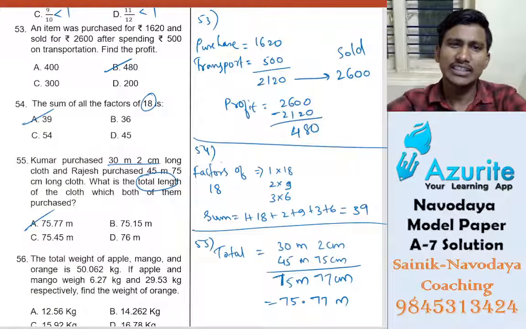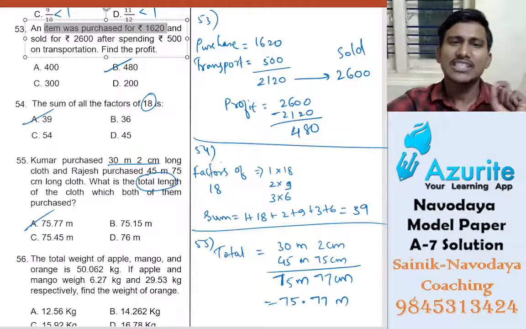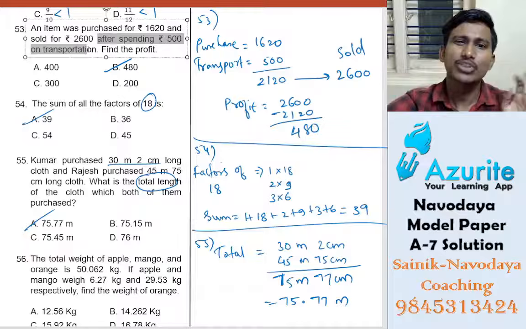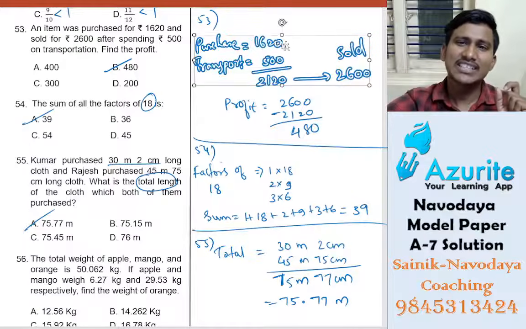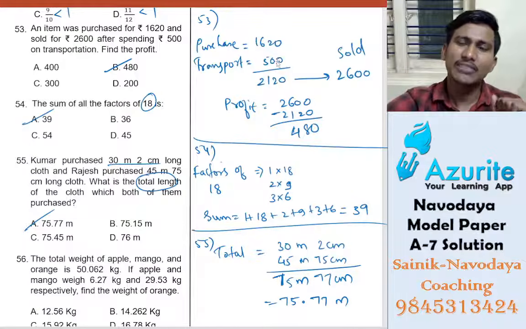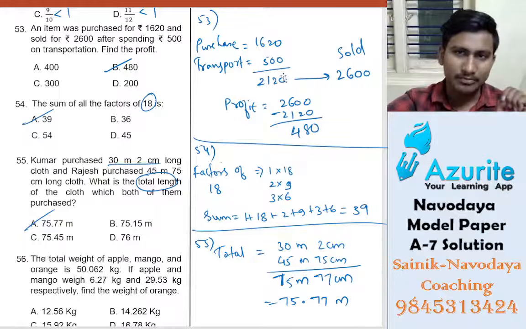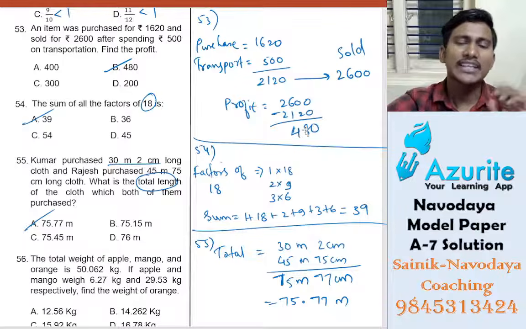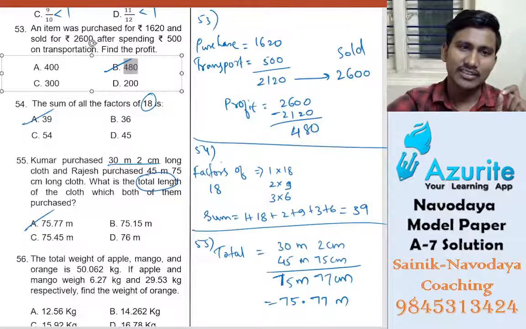So see here, 53rd question students. What is the question here? An item was purchased for 1620 and sold at 2600 after spending 500 on transportation. So here the purchase is 1620 and transportation is 500. The total will be how much? 2120. Now it was sold at 2600, so profit will be just minus, right? Selling price minus cost price. 2600 minus 2120 will be 480. So the answer is option B here, right? That is the answer.